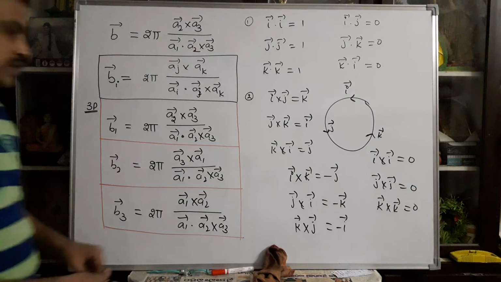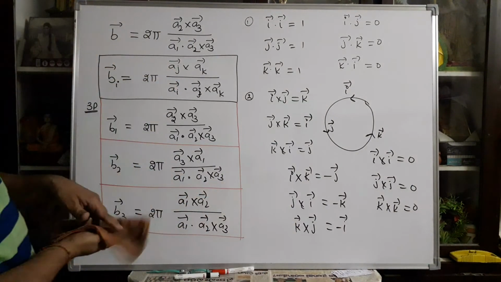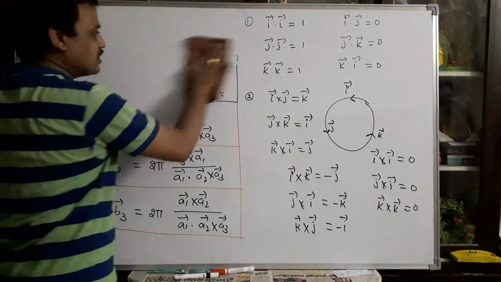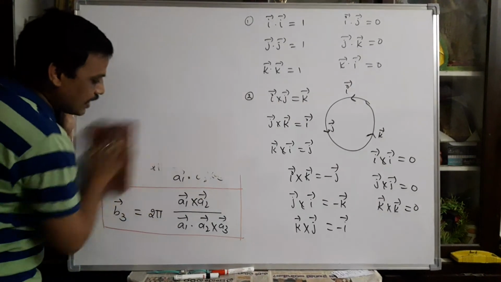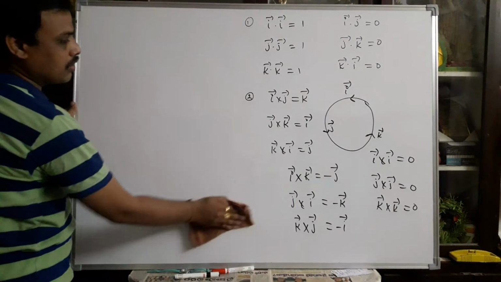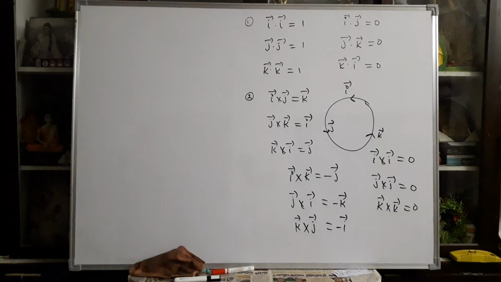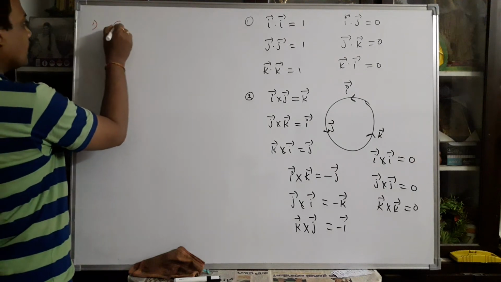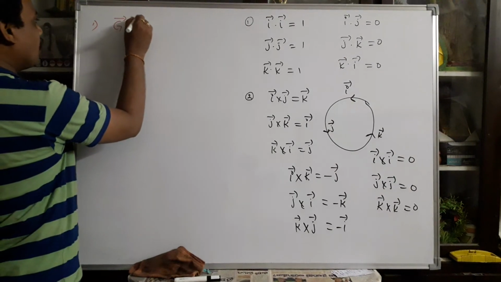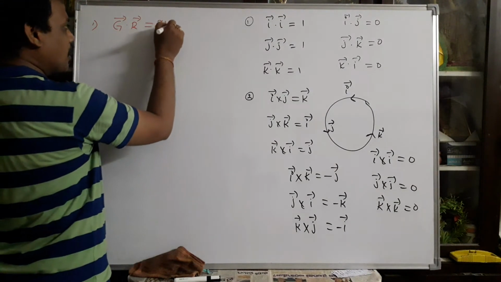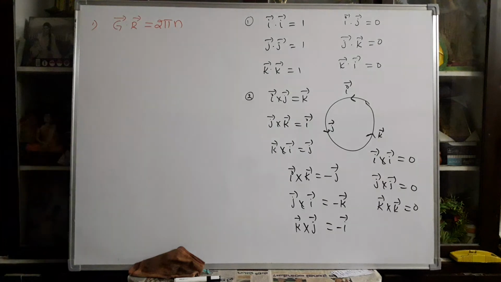So, according to this relation, the exponential of i G̅·R̅ is equal to 1. On that relation, we can conclude some statements. According to the relation, first one, G̅·R̅ is equal to 2πn.